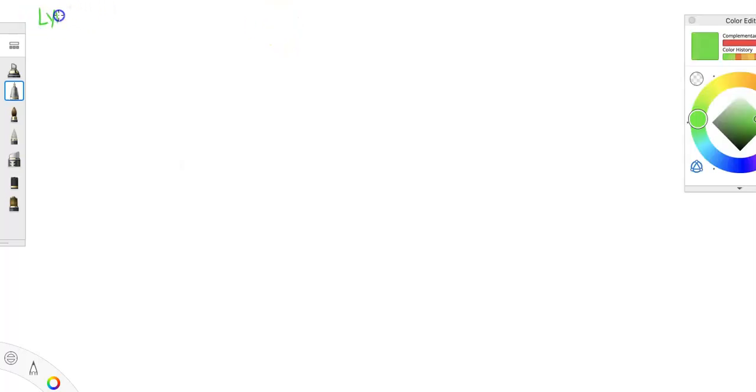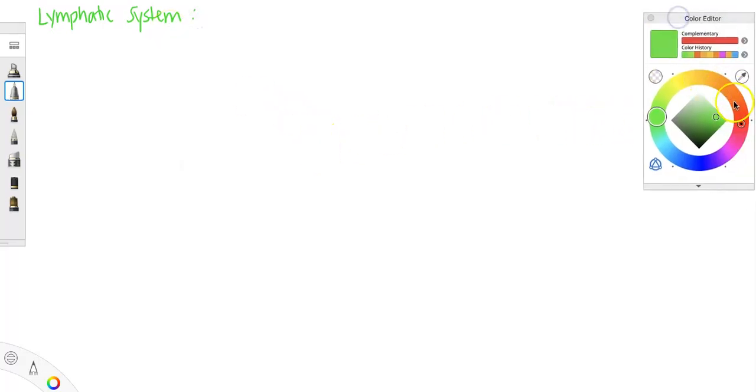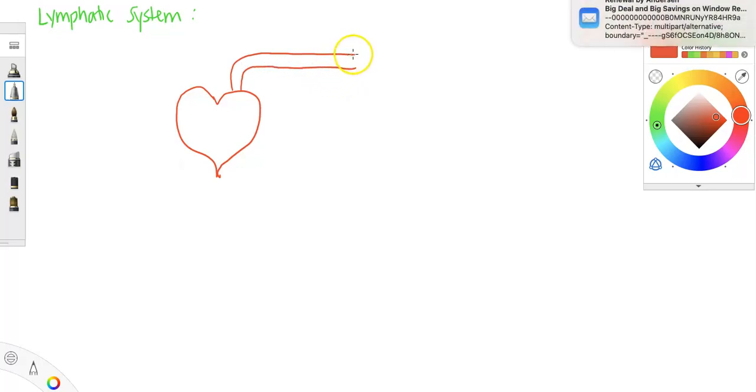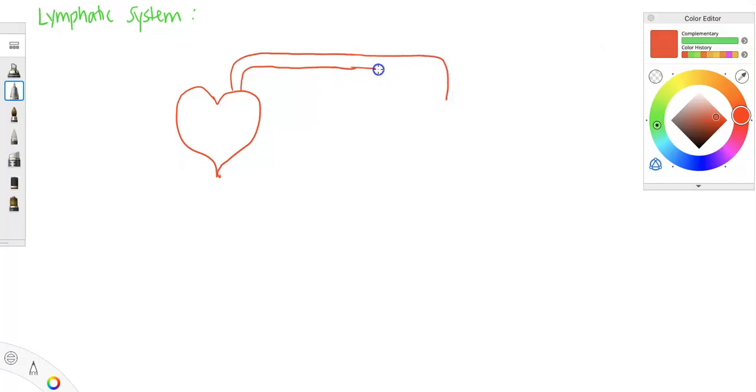So now we're going to start talking about the lymphatic system. And if we look at the circulatory system, and if I have my heart here, and blood goes out the aorta into the systemic circulation, and it comes around and it goes from the aorta to muscular arteries all the way down to arterioles and into capillary beds.